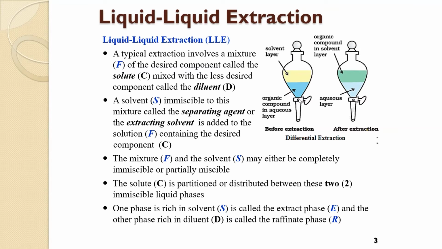And then after releasing the pressure, close the stopcock and then shake it again so that the organic compound that is dissolved in the aqueous layer will come in contact with the solvent layer. And look at the photo on the right. After extraction, the organic compound went up to the solvent layer. And it's important that this is the case. Why? Because once you release the lower layer, what will be left in here will be the one that is desired.